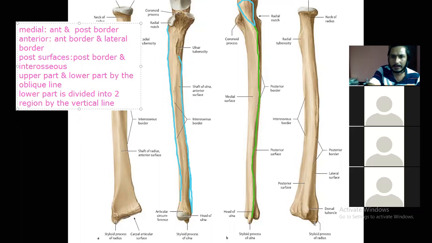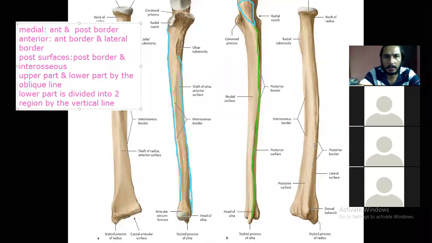Similarly, you will see the styloid process of radius also. But now we are reading the ulna, so this is the styloid process. This head will fit in the ulnar notch of radius in the lower end, so that forms the distal radio-ulnar joint. Proximal radio-ulnar joint is formed by the radial notch of ulna. This head of ulna forms the distal radio-ulnar joint.